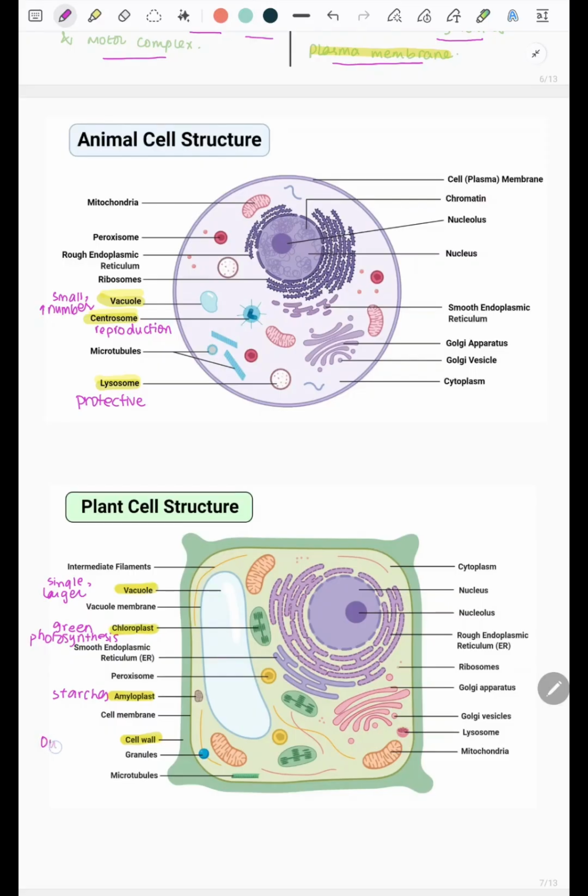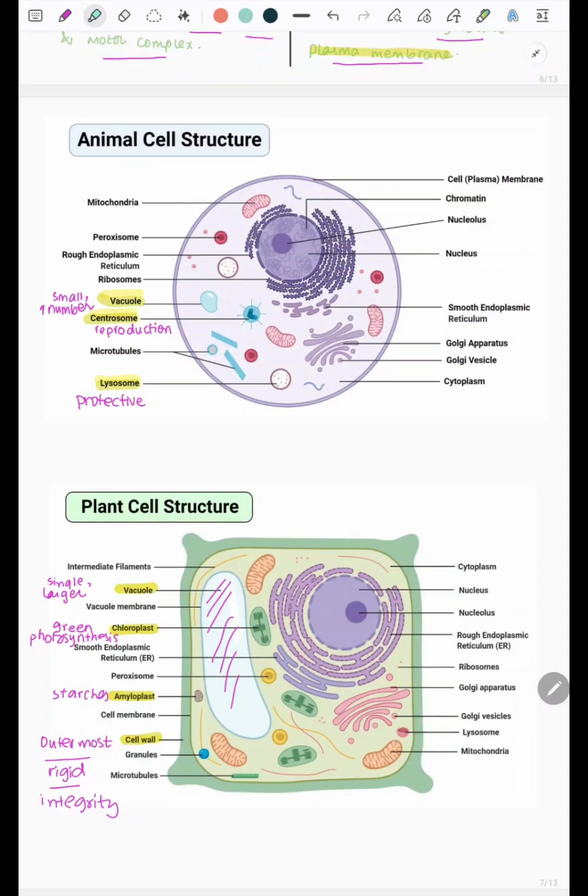Cell wall is the outermost covering that provides protection to the plant cells. When a large amount of water is stored inside the vacuole, the cells swell, but the cell wall is a rigid structure and it does not allow the cell to burst. Hence, it maintains the integrity of the plant cell.